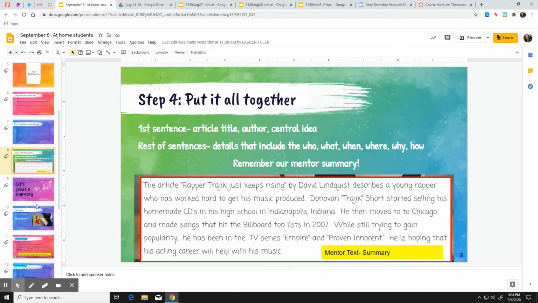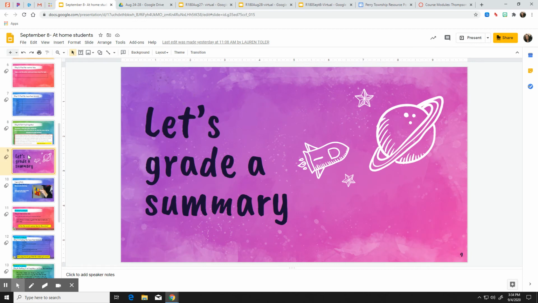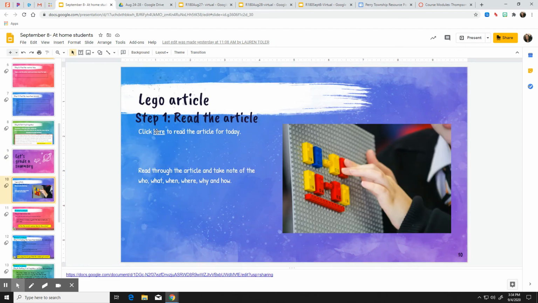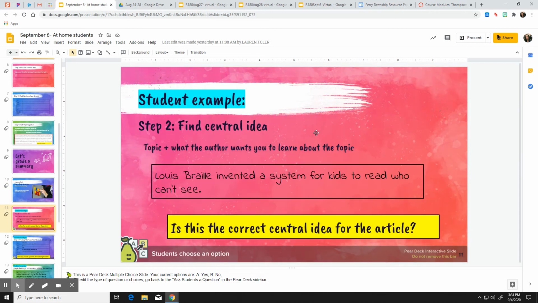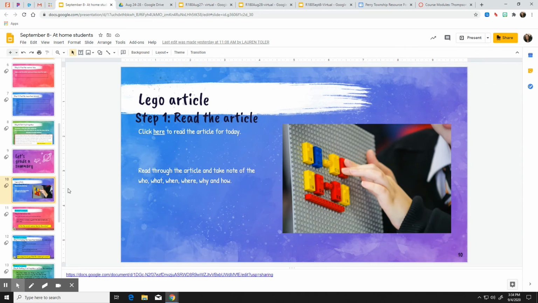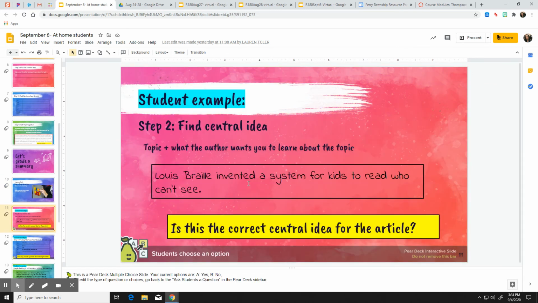This is where I'm going to have you go through by yourself now. In the Pear Deck, it will take you through and ask you a question. You're going to click here for the actual article. You have to read through it and be able to fill in everything. Put it in your head as you're reading it; you don't have to necessarily fill out a chart, because what we've done here is written the central idea. Is it the correct answer? Yes or no? You simply have to fill that in.